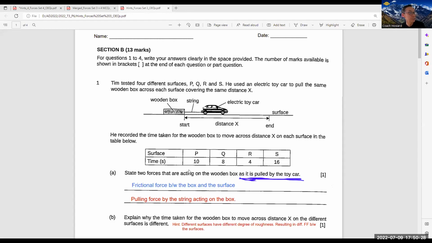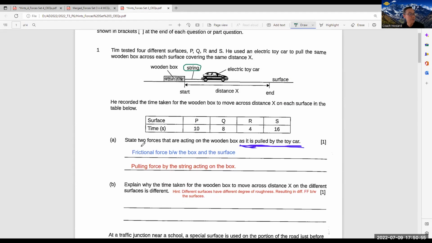Okay, so this question, there are 4 different surfaces, and the time was recorded for the electric car to pull the wooden box, because this electric car has a string. Okay, this string here. Notice they didn't say it's a spring, but it's a string. So we cannot say there's elastic spring force. Okay, so they say state 2 forces acting on the wooden box.